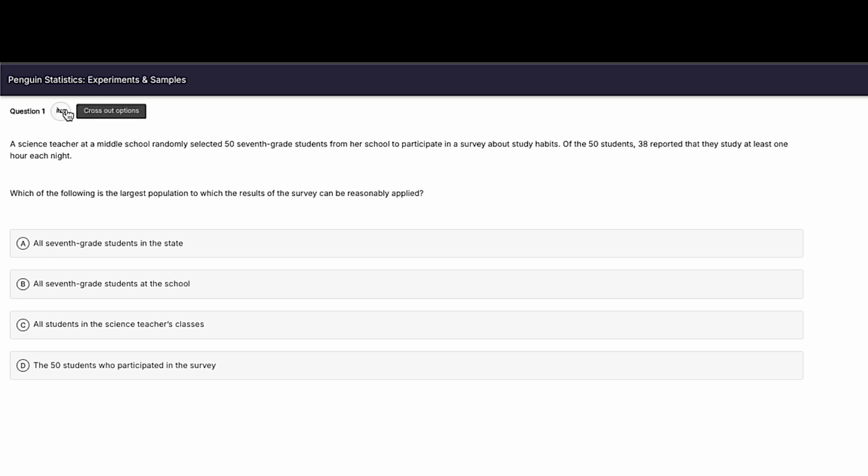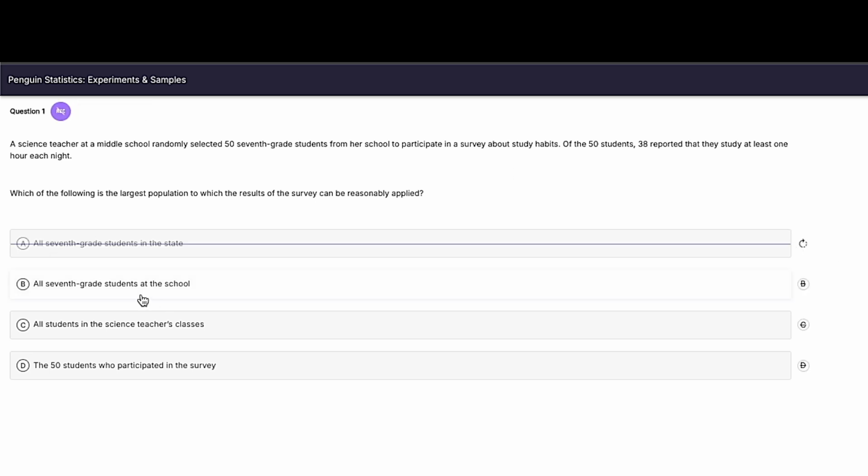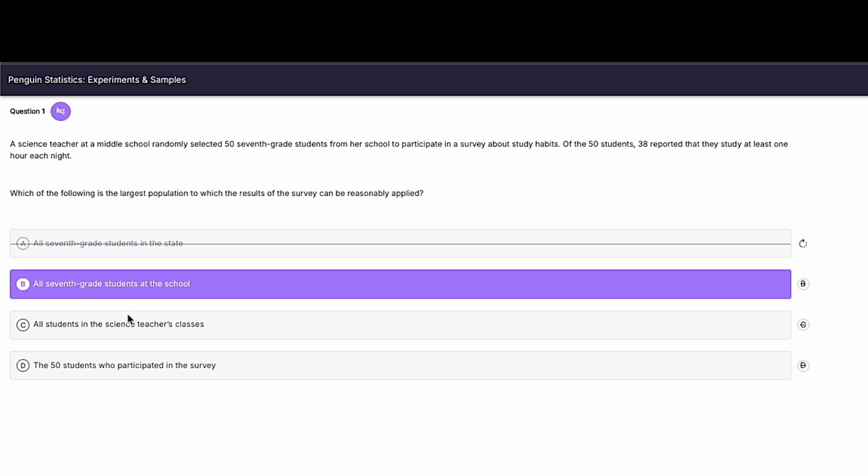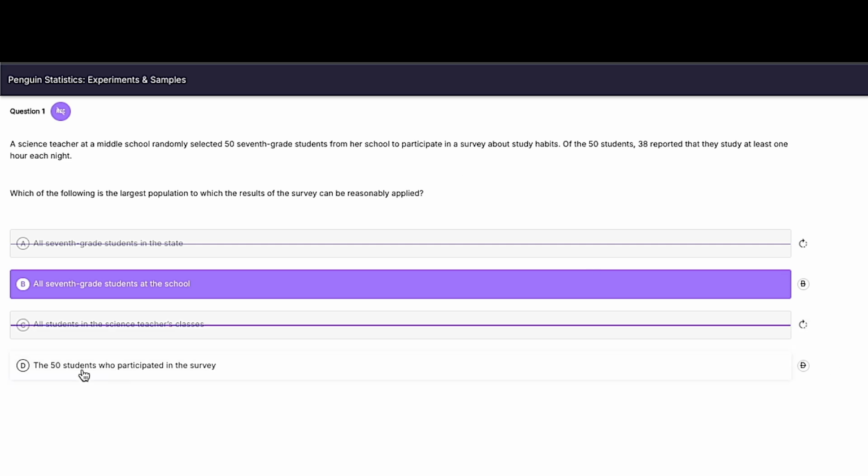A says in the state, that is too big of a population. B is exactly what I'm looking for. C says all the students in her classes, but it just says from the school, not from her classes. And then D, just the 50 students who participated in the survey.